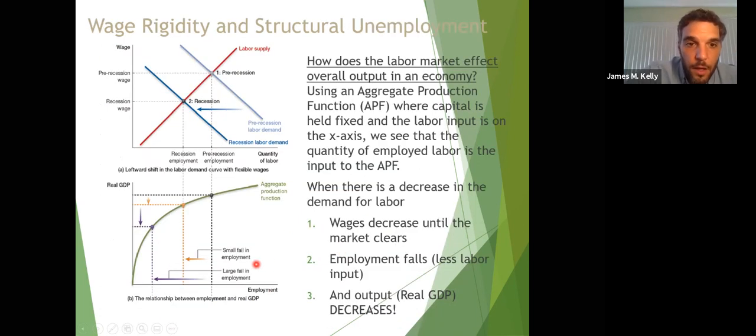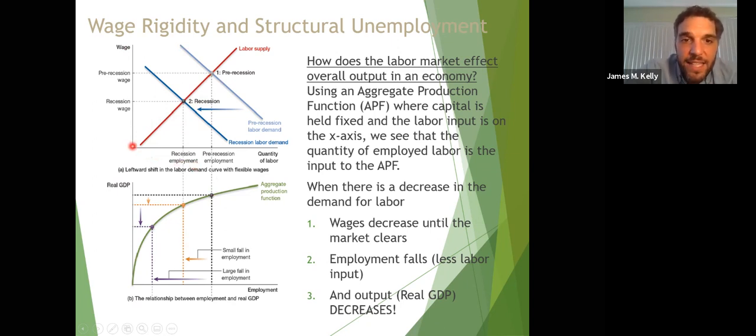So when we look at the labor market and its relationship to output, we can actually model this relationship using the aggregate production function and the aggregate labor market. If we look at these graphs here on the top, we have our aggregate labor market, and on the bottom here, we have our aggregate production function.